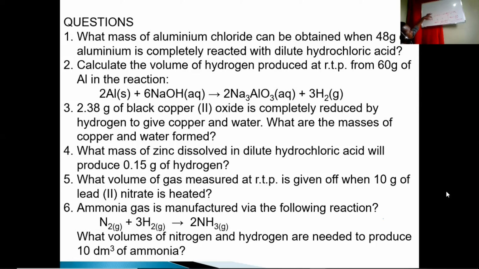We were given the mass of aluminum, which is 48 grams. So we're making the link between aluminum and the unknown, which is aluminum chloride. We know this is a 2-to-2 ratio, which is basically whatever the mole of aluminum is, the same mole of aluminum chloride. To find the mole of aluminum using its mass, from last week we know that mole is equal to mass over molar mass. The mass is 48 and our molar mass of aluminum is 27. So 48 over 27, we get 1.78 mole. So 1.78 mole of aluminum produces 1.78 mole of aluminum chloride. We have the mole of aluminum chloride, we need to find the mass. So it's the mole times the molar mass of aluminum chloride, which is 133.5. So it's 1.78 times 133.5, which is equal to 237.63 grams.